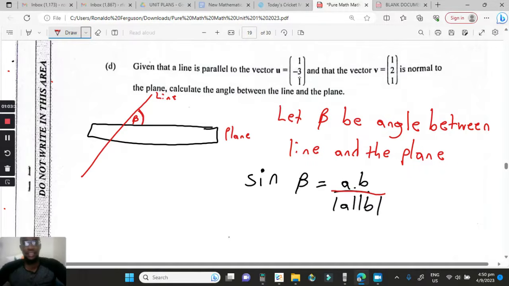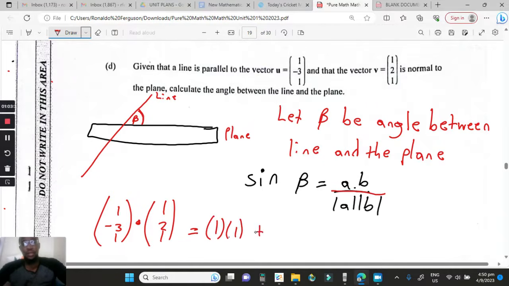A is the direction of your line. So in this case, we're going to work out (1, -3, 1) dot (1, 2, 1). This would be 1 times 1 plus negative 3 times 2 plus 1 times 1. That's going to be 1 plus 1 is 2, then negative 3 times 2 is minus 6, and 2 minus 6 is negative 4.